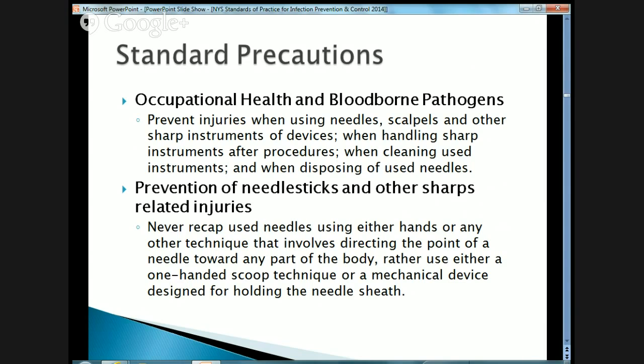Prevent injuries with occupational health and bloodborne pathogens, which we talked about. It's very important to prevent needle sticks. At least in the hospital, report all needle sticks to our employee health service nurse. In your offices, always have some reporting mechanism or a system in which your employees can seek aid. Never recap a needle. Never recap a needle. Next question. Never recap a needle.